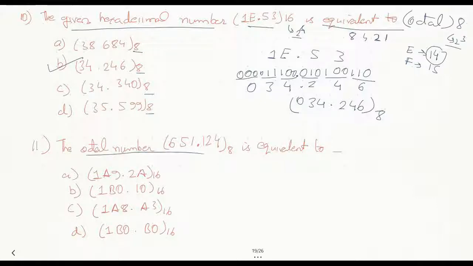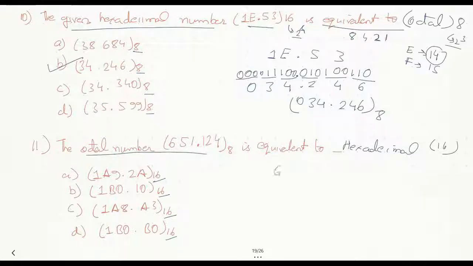Okay, so now let's switch to the next question. The octal number is equivalent to, okay, they have given us an octal number and they are trying to find its equivalent in some base. Similar to the earlier problem, we are not sure about the base, so we are going to look at the options. All of the options are in base 16. That means they are asking us for hexadecimal, right? That is 16. So the same procedure can be repeated again.